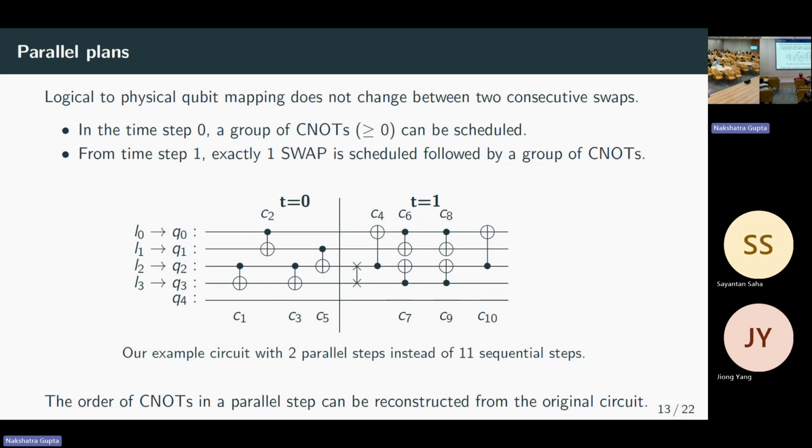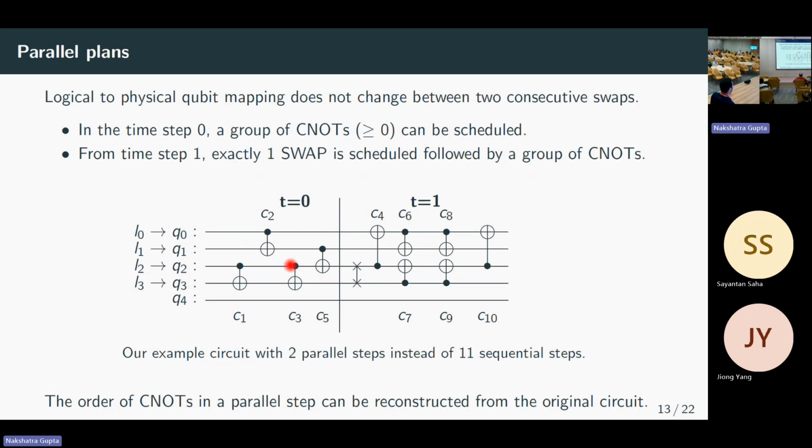The first idea is to use parallel plans. So if you observe, we start with a mapping. We map our logical qubits to physical qubits. And we notice that this mapping only changes when we add a swap. So instead of scheduling each CNOT one at each time step, which we do in a sequential mapping, turns out we can group them. We can schedule them in the same time step. So this reduces the make span and avoids many copies of the variables.